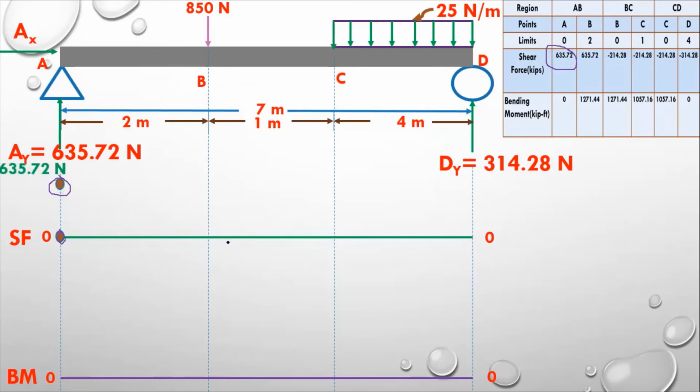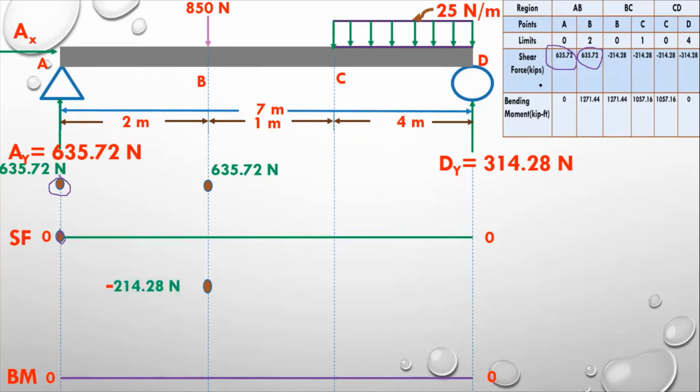The next point will be at point B. You can see on the table that it is 635.72 again. So it should be parallel to A. You can see here, this is parallel to this, and this is lying at point B. Now at B we have minus 214.28. So we will go down from here, and the second value will be minus 214.28.